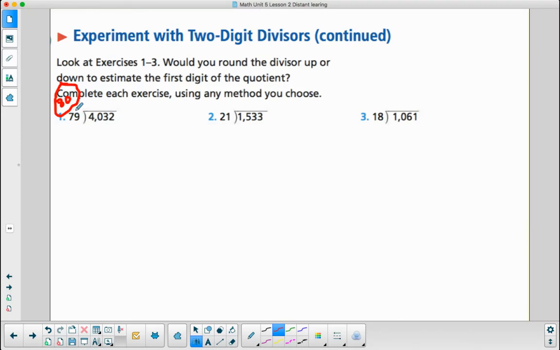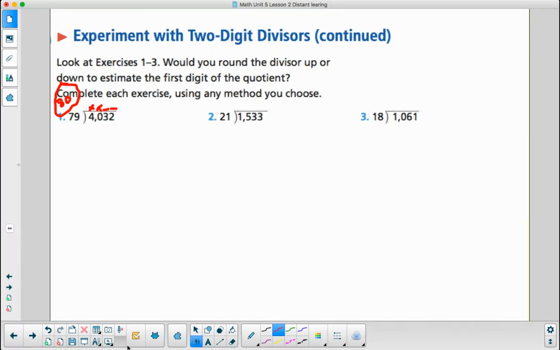Does 80 go into 4? No. Can I take groups of 80 out of 40? No. So I'm starting here. And if you look, I definitely don't have room to do it here. I hope you're doing it in your notebook instead of on here. So I'm starting in the hundreds.